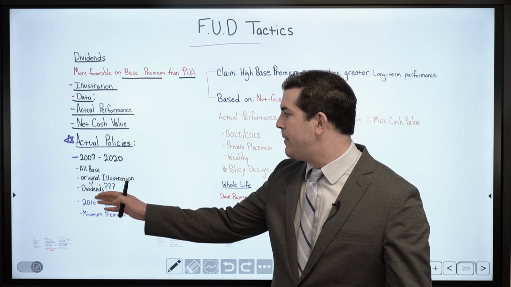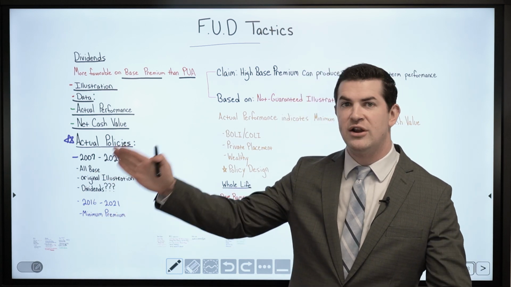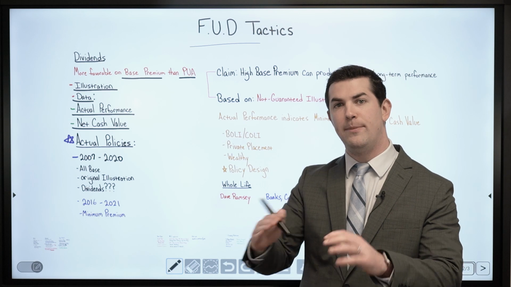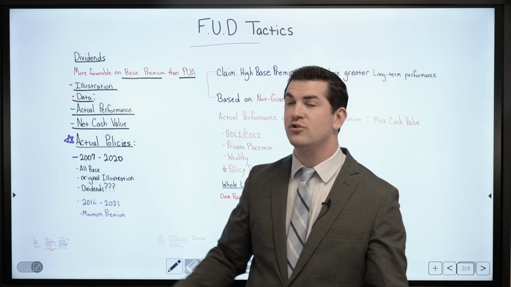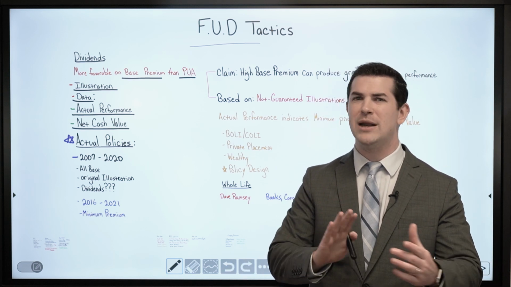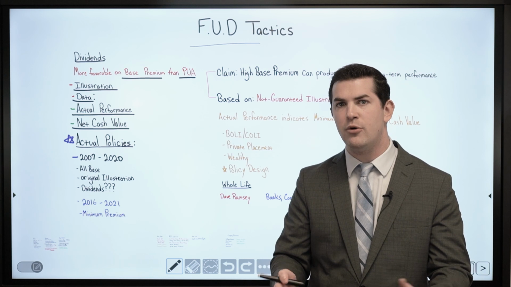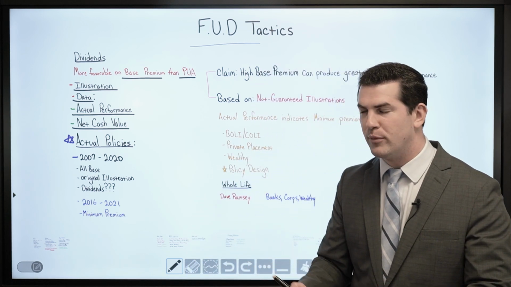We get to see the actual policy performance. That was an all base premium policy. We've got the original illustration, and then what actually happened, we pulled the annual statements and tracked it year to year. And then a policy we put in force in 2016 that was designed for maximum cash value, minimum premium, as low as we could go. Again, looking at the illustrated performance and then the actual performance.